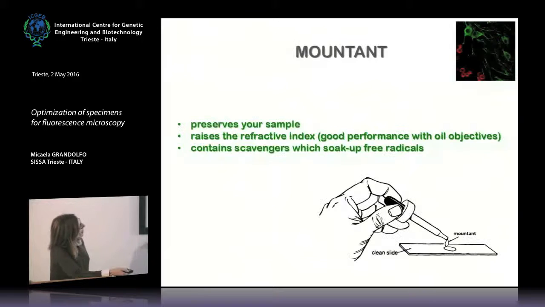Okay, so the mountant, of course you have to use the mountant to preserve your sample. It is really important because it raises the refractive index of your sample. In this way, the refractive index will match perfectly the refractive index of the oil you will use for the oil immersion objective. And in general, it contains scavengers to remove free radicals to reduce the quenching phenomenon.